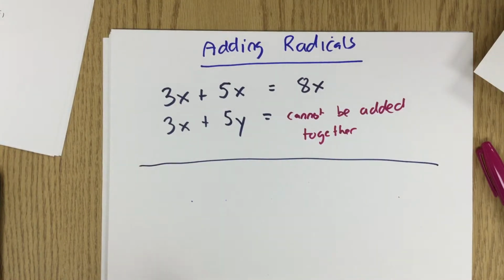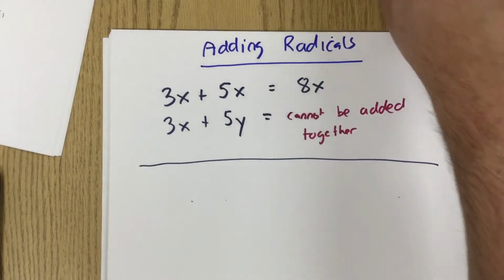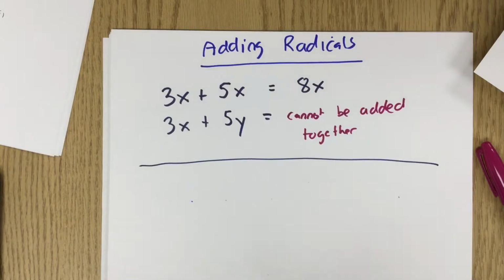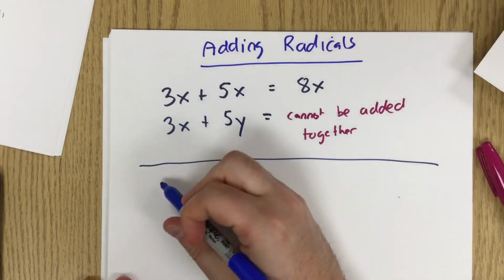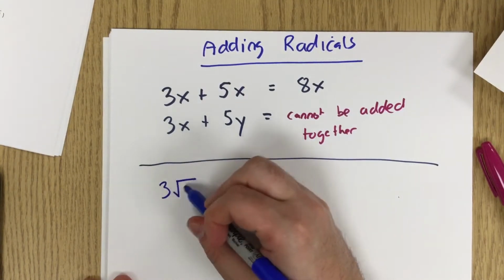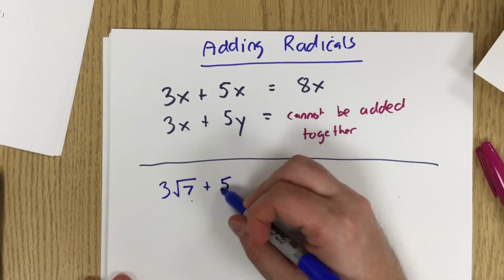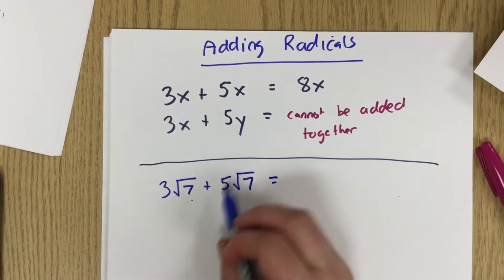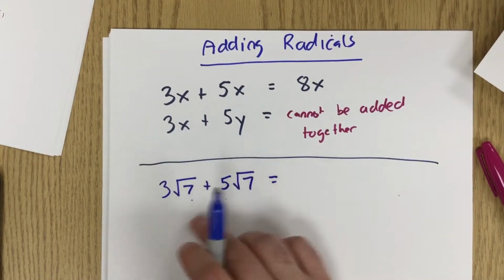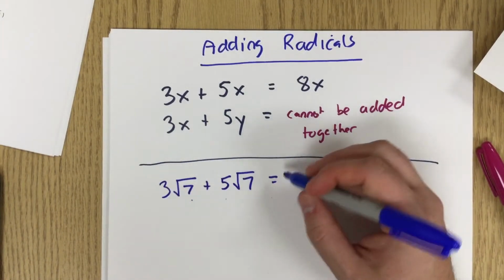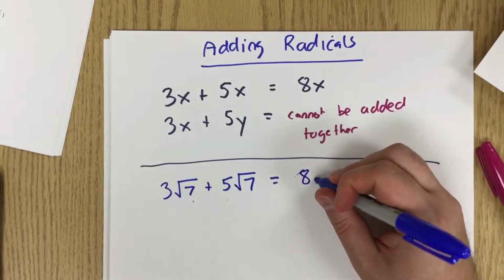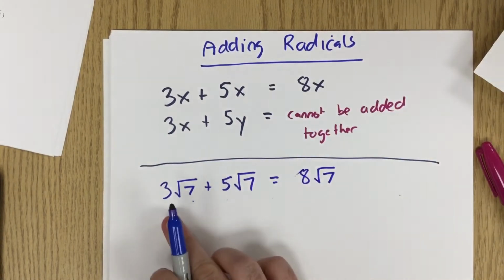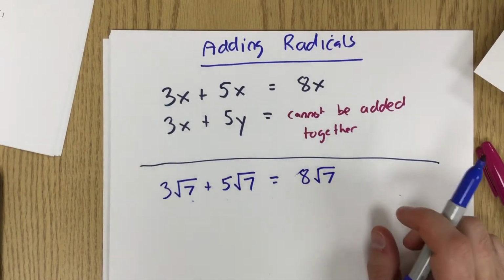Now, let's say we have 3 root 7 plus 5 root 7. So we have 3 of these things plus 5 of these things, and that's going to be equal to 8 of those things. So that just becomes 8 root 7. So this is like adding 3x plus 5x.